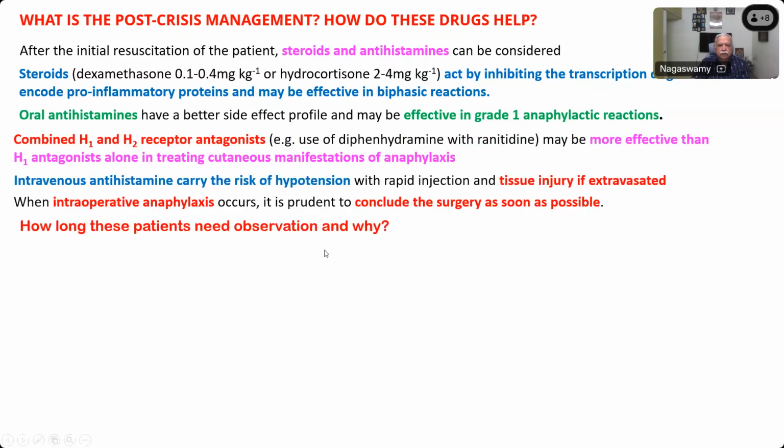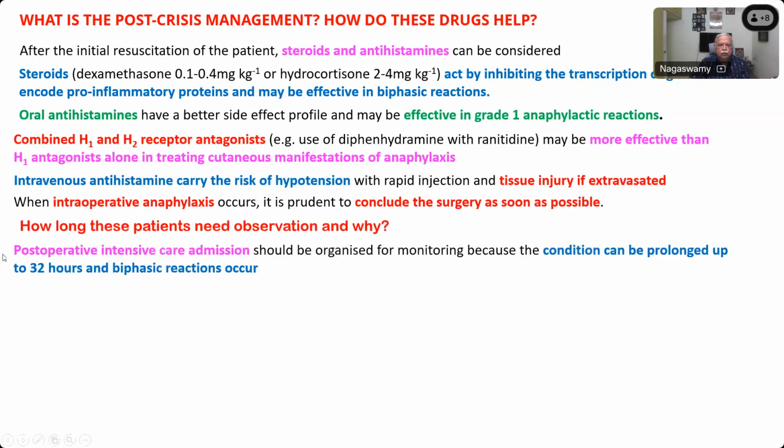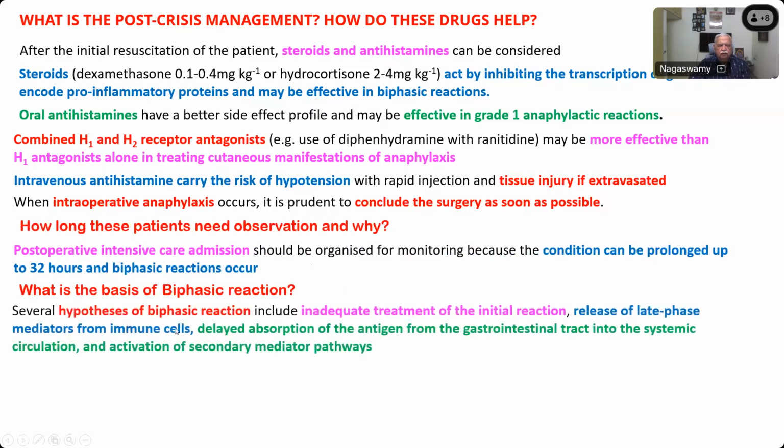And how long do these patients need observation and why? Postoperative intensive care admission should be organized for monitoring, as this patient's condition can be prolonged up to 32 hours and a biphasic reaction occurs. What is the basis of biphasic reaction? Several hypotheses have been propagated. One is inadequate treatment in the initial resuscitation, release of late phase mediators from immune cells, delayed absorption of antigen from the gastrointestinal tract to the systemic circulation, and the activation of secondary mediator pathways.